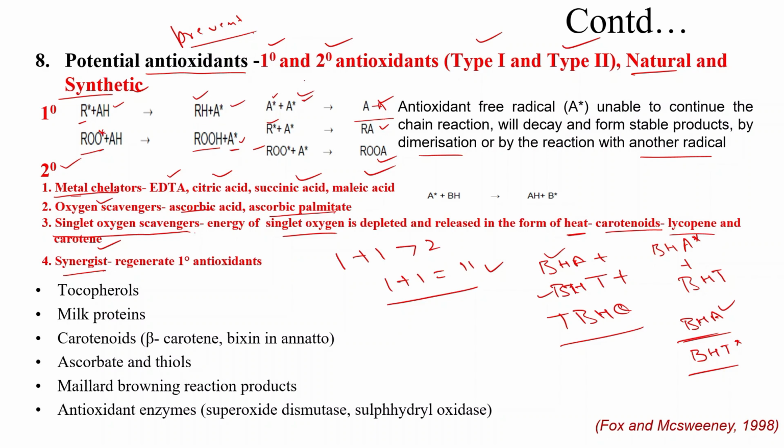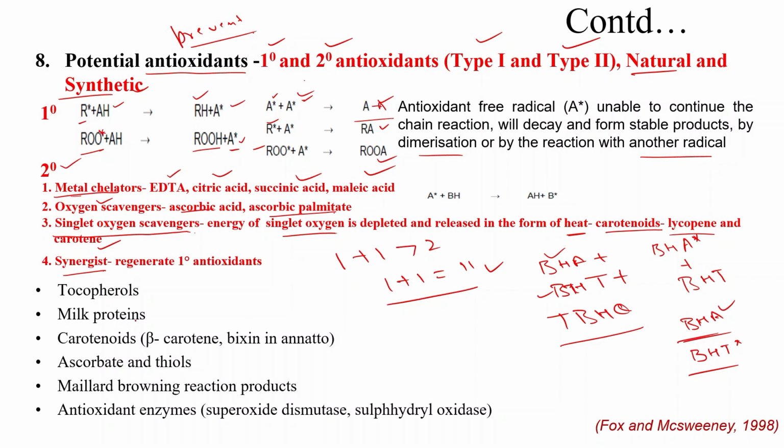This is the difference between type 1 and type 2 antioxidants. Type 1 antioxidants are those which are themselves participating in the reaction. They themselves will donate the hydrogen atom to the free radical, thereby terminating the reaction. Secondary antioxidants are those which do not themselves provide the hydrogen to the free radical, but prevent the autoxidation by numerous other ways. They can be metal chelators, oxygen scavengers, singlet oxygen scavengers, or synergists.